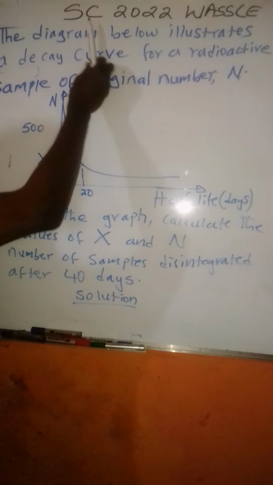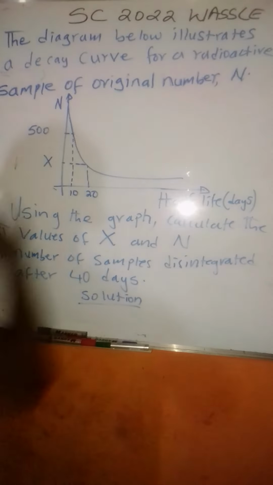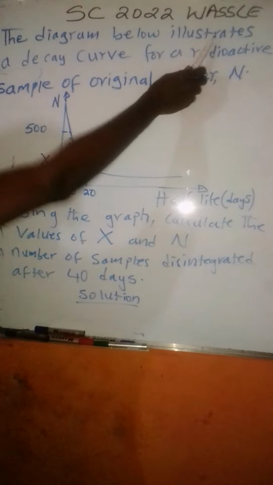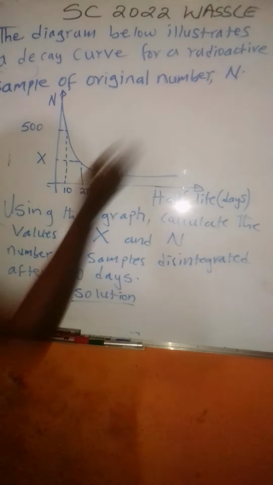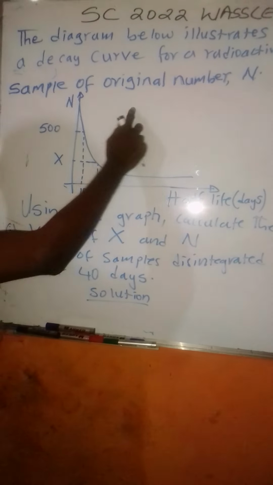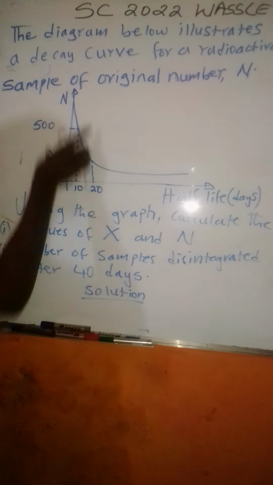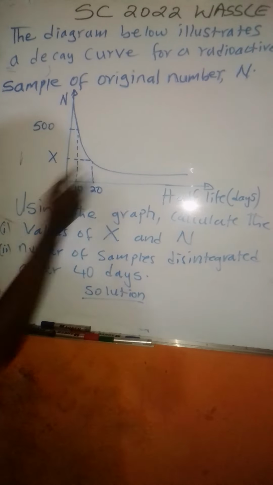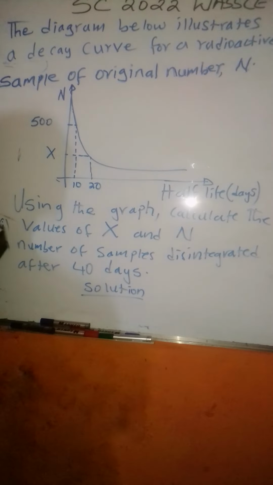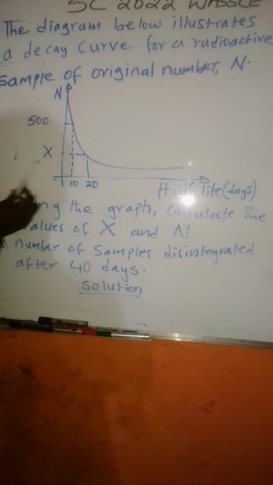We have this question from School Cardinal 2022 WASSCE. The question says the diagram below illustrates a decay curve for a radioactive sample of original number N. So we are given the curve, or the graph, where the original number N is given as this, and the next number is 500, and then X.